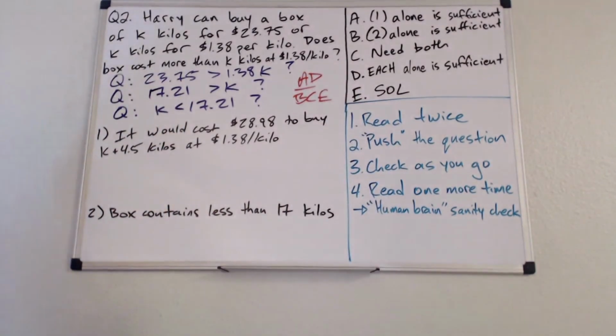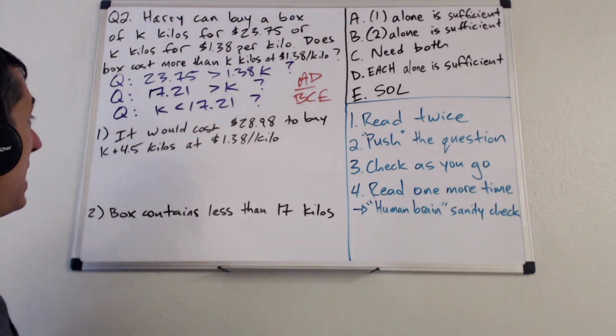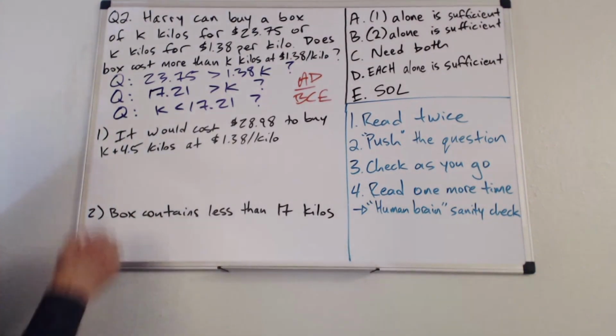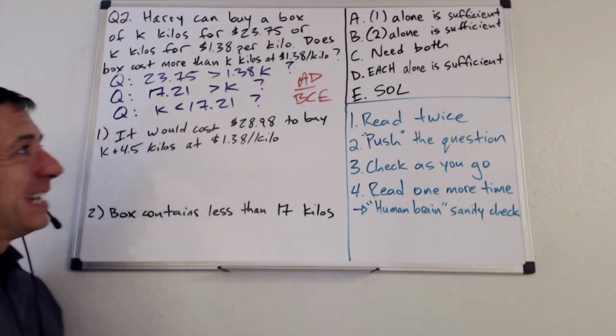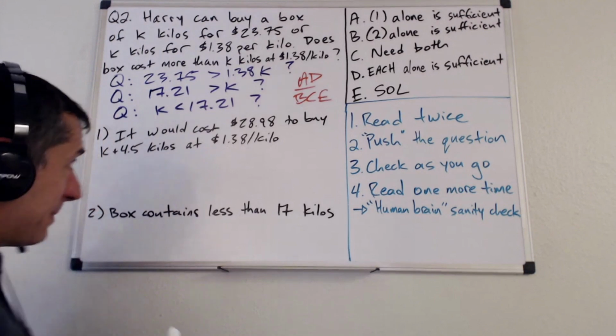And let's get in here. It would cost $28.98 to buy K plus 4.5 kilos at that price of $1.38 per kilo. Not obvious to me what that means. Let's go ahead and translate.